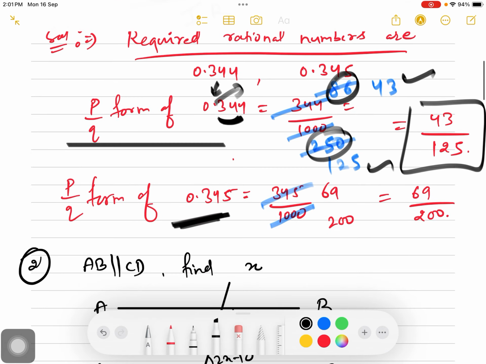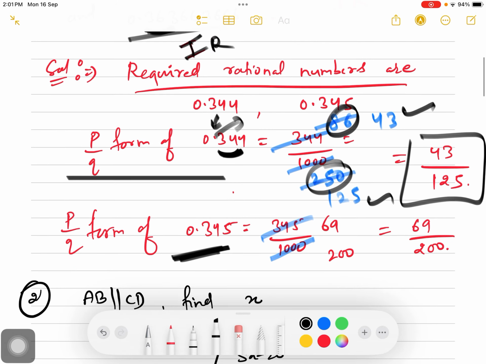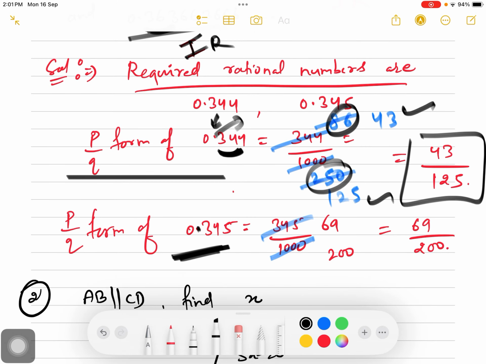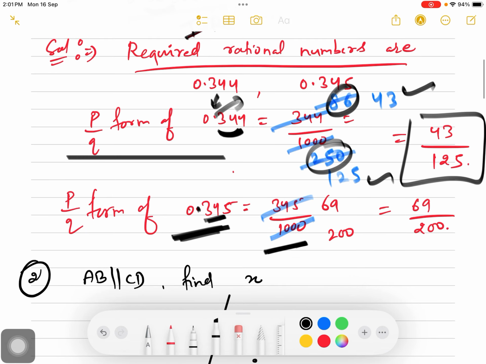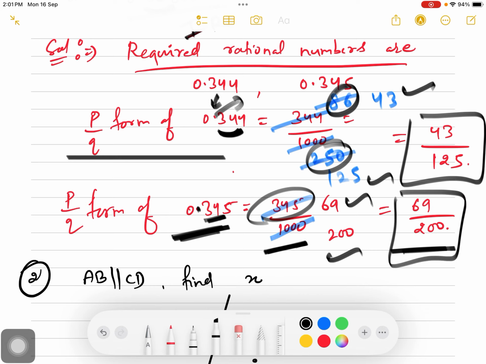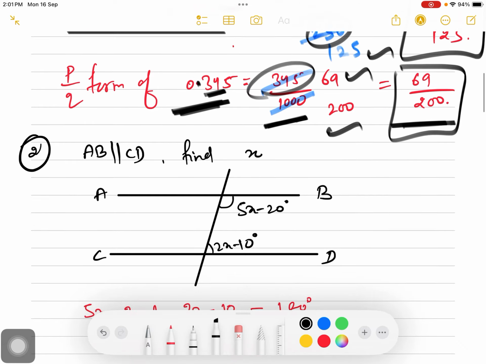Now the second number we have to change into p by q form. The number is 0.345. After the decimal there are 3 digits, so the number can be written as 345 by 1000. Then I cancelled by 5 table. In the numerator, 345 divided by 5 gives 69, and in the denominator, 1000 divided by 5 gives 200. So 69 by 200 is your second rational number in p by q form. So this question is over.